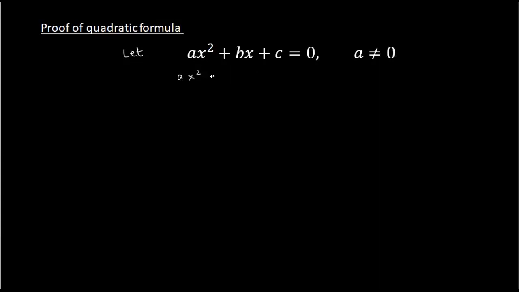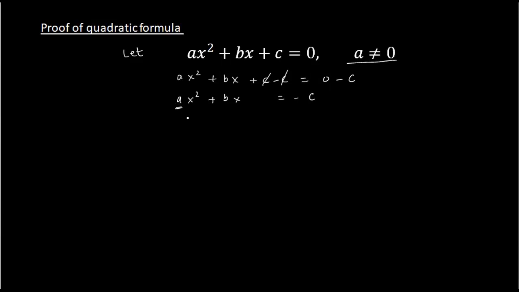So here we have ax² + bx + c = 0. Let us remove this constant simply by subtracting c on both sides. So basically we have ax² + bx = -c. Now, since a is a non-zero real number and b, c are any real numbers, let us divide everything by a.